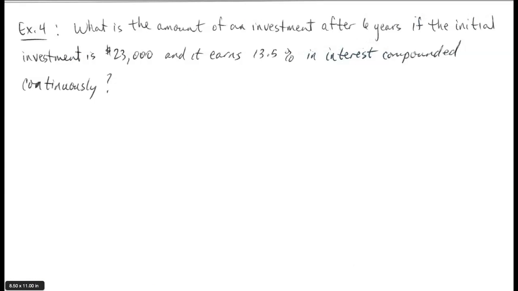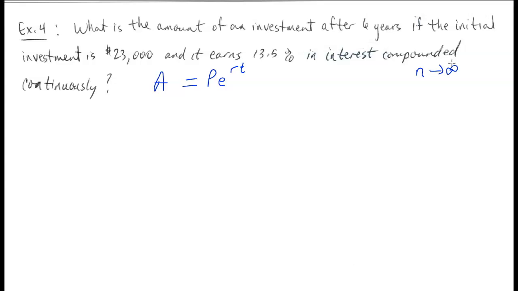For our next example, it asks, what is the amount of an investment after 6 years if the initial investment is $23,000 and that investment earns 13.5% in interest compounded continuously? Notice that since this says we are compounding continuously, we have to use a different formula. We can't use what I'm calling the finite compound interest formula, meaning that the number of compounding periods is something we can actually count. Whenever we say interest is compounded continuously, we're saying that n is approaching infinity.